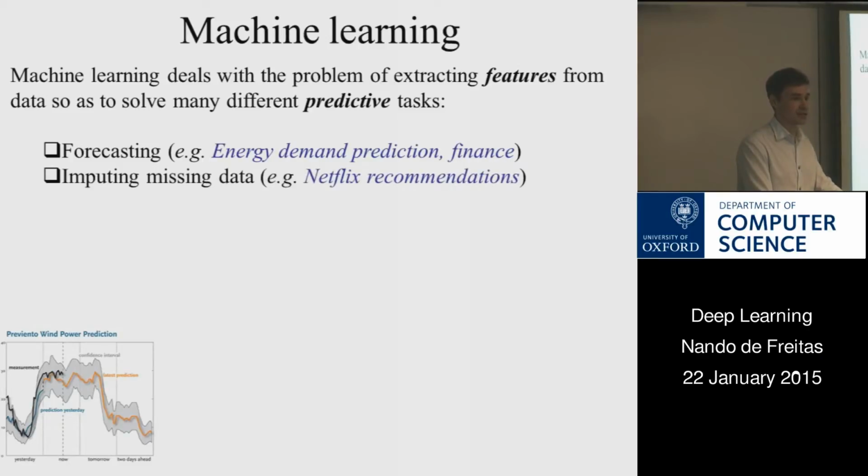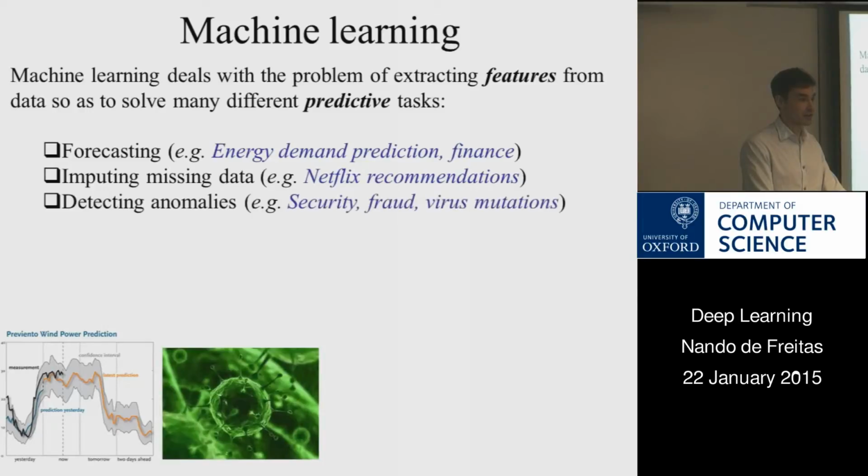Missing data. So a lot of times you know which movie someone likes, but you don't know if they will like some other movie, and you would like to compute the probability that they will like that movie. So you want to fill in something that's also called imputation, filling in the missing information.